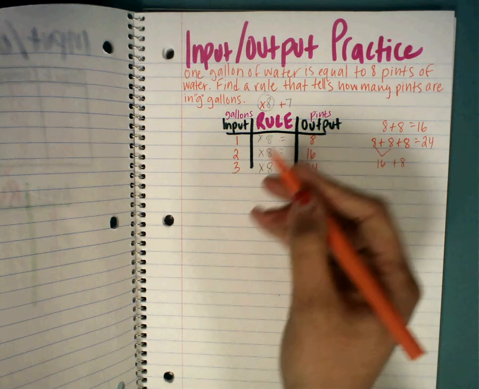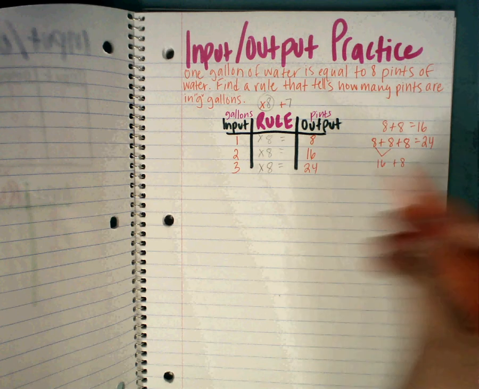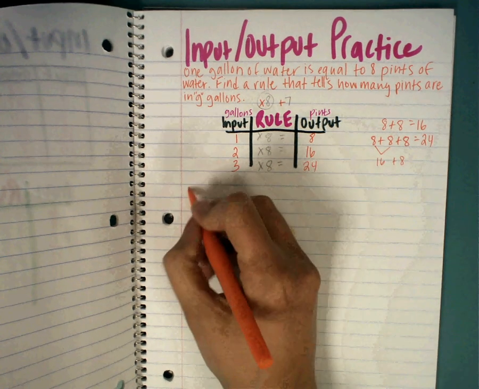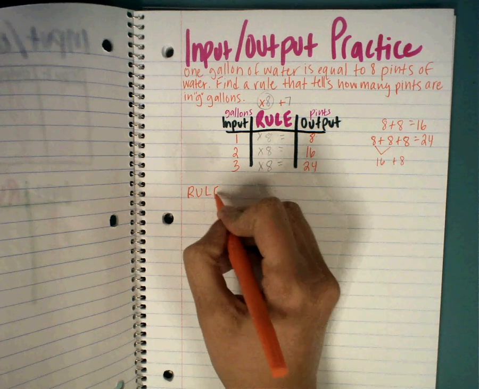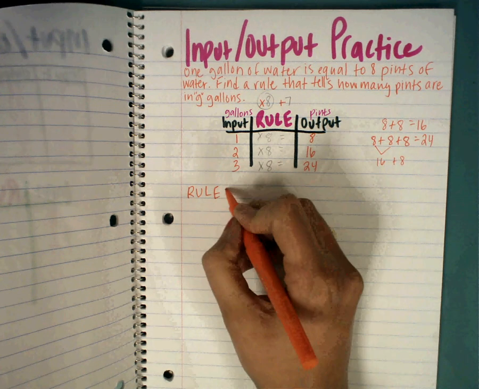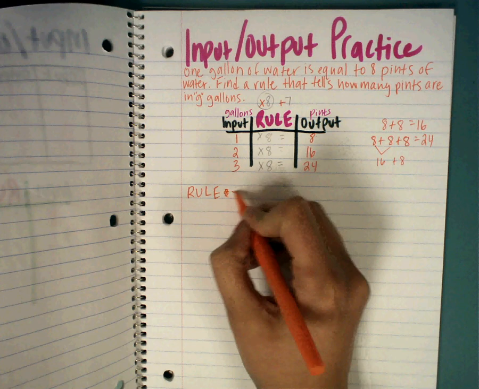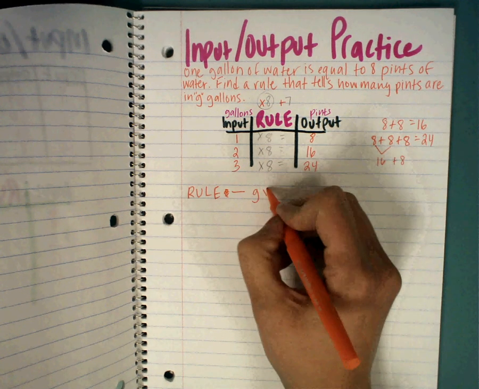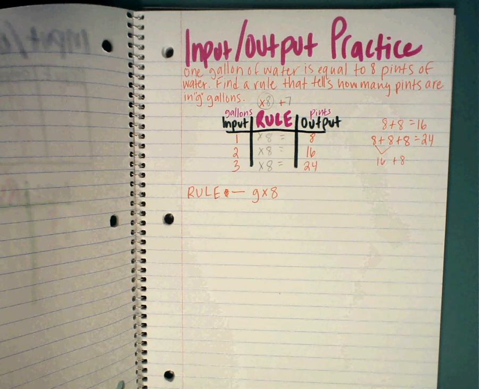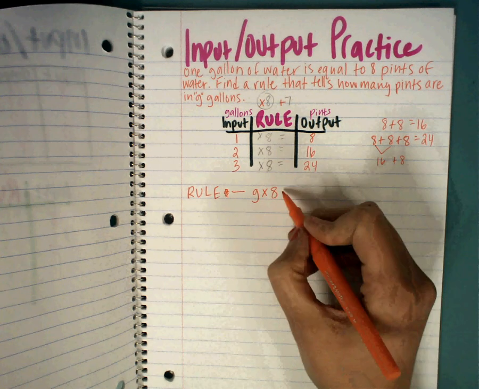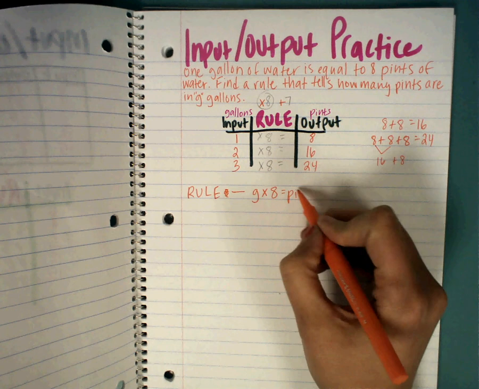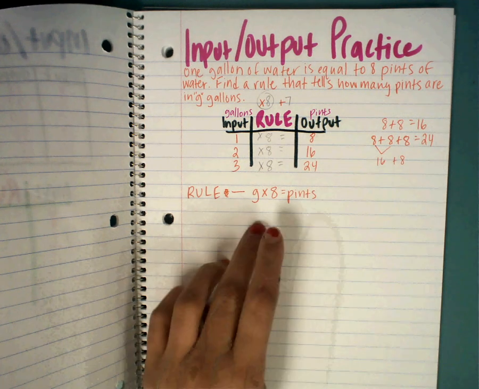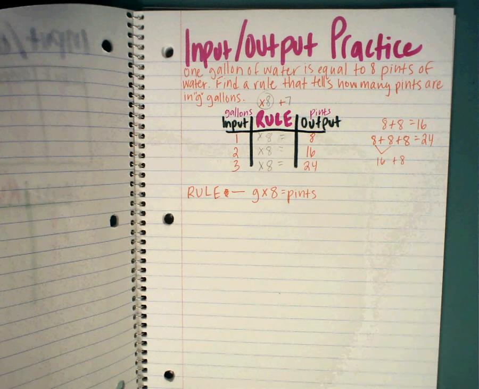It says how many pints are in G gallons, so it would be whatever G is, however many gallons you're talking about. So we're going to say rule, oops, let's not do an equal sign. Rule, that's just a dash, okay, would be G times 8. And that would equal the pints. Whatever the gallons, however many gallons you're talking about, multiply that times 8, and that'll give you how many pints there are.